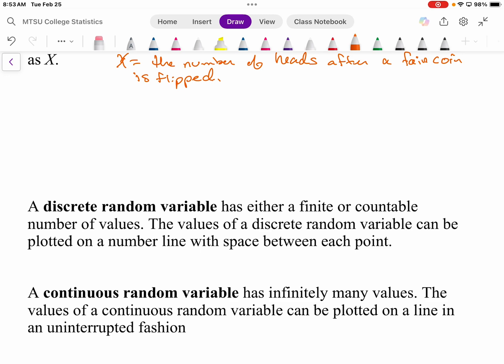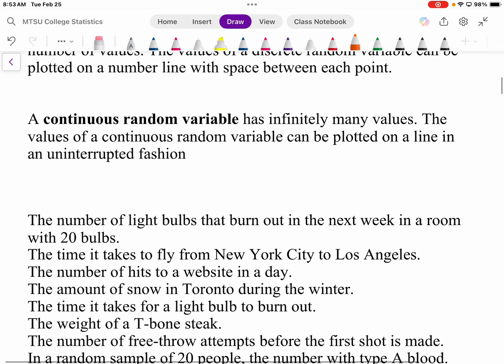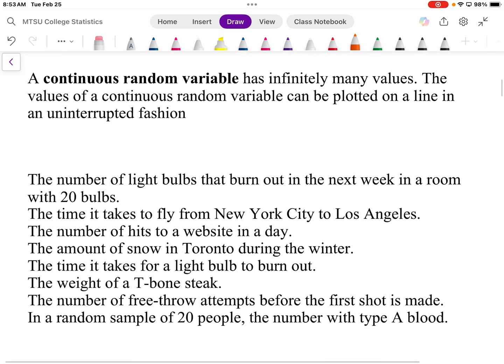So, as we scroll down, here we get to go through and decide which ones of these are continuous, which ones of these are discrete. Okay, so the number of light bulbs that burn out in the next week in a room with 20 bulbs. Is that discrete or is it continuous? Yeah, it's discrete. Okay, I'm gonna do dis for discrete.